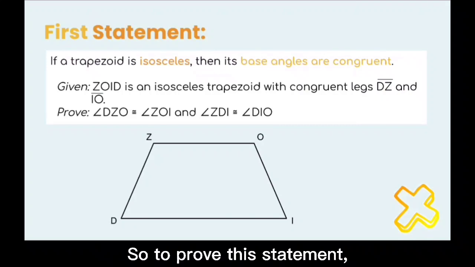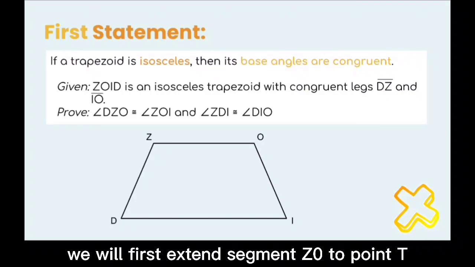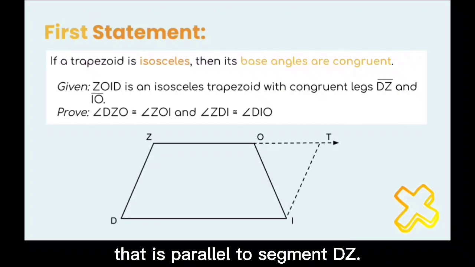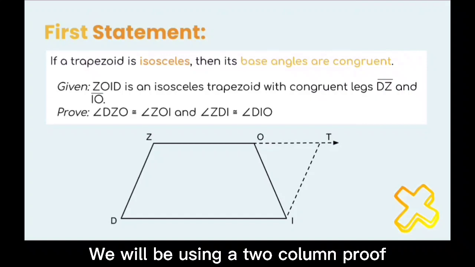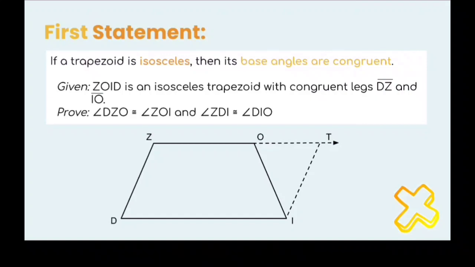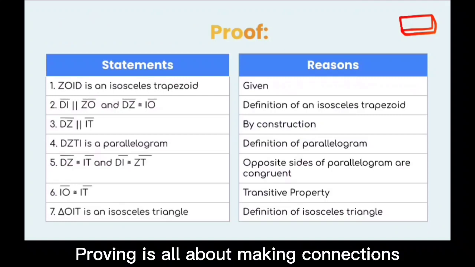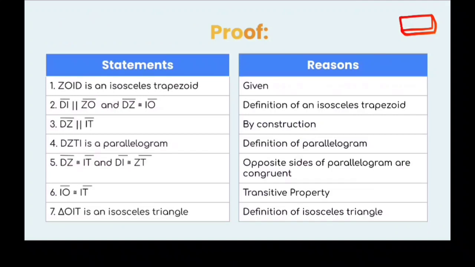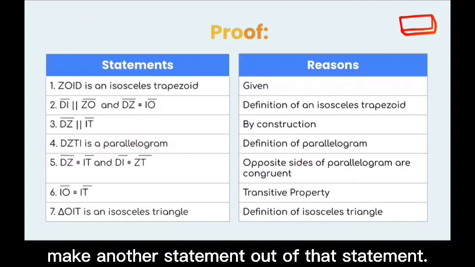So to prove this statement, we will first extend segment ZO to point T and construct segment IT that is parallel to segment DZ. We will be using a 2-column proof for this proving. Proving is all about making connections, so if you're going to make a statement, you should always make sure that you can make another statement out of that statement.